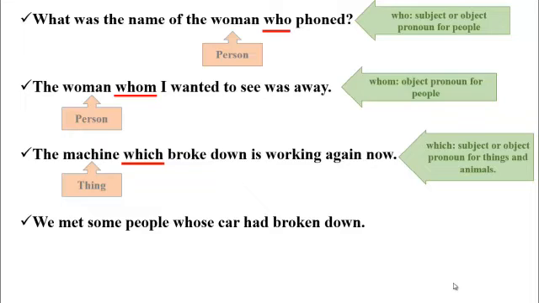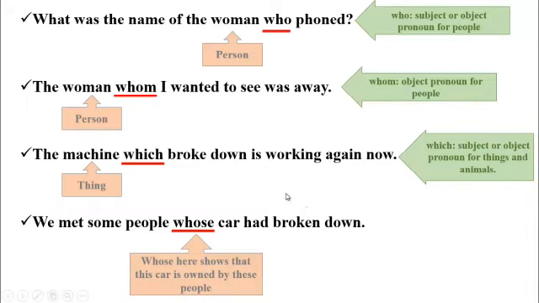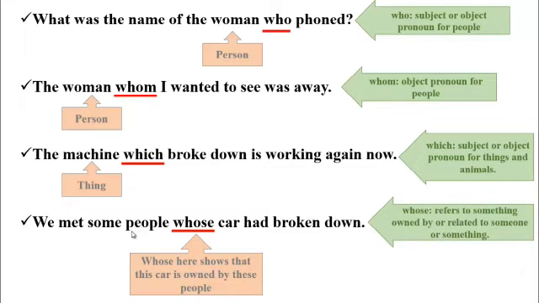Let's move now to the last example. Here whose is the relative pronoun. Here we are not talking about subject or object pronoun. Here we just want to show that this car is owned by these people. So whose refers to something owned by or related to someone or something. Whose replaces possessive adjectives like his, her, its, and their.